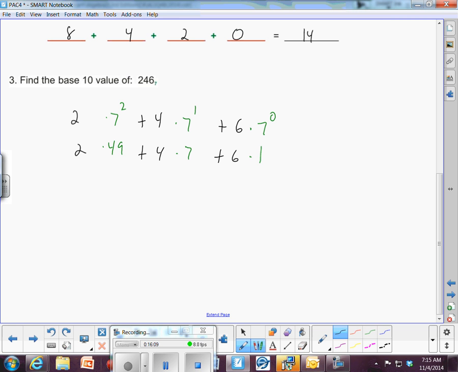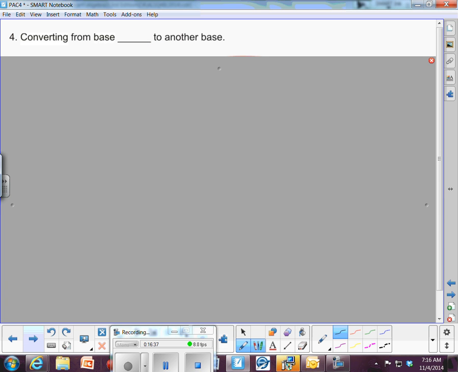Let's get our value. 98 plus 28 plus 6. So 98, 108, 118, 126 plus 6, 132. 246 base 7 is the number 132. All right, last thing we need to do is to go the other direction.